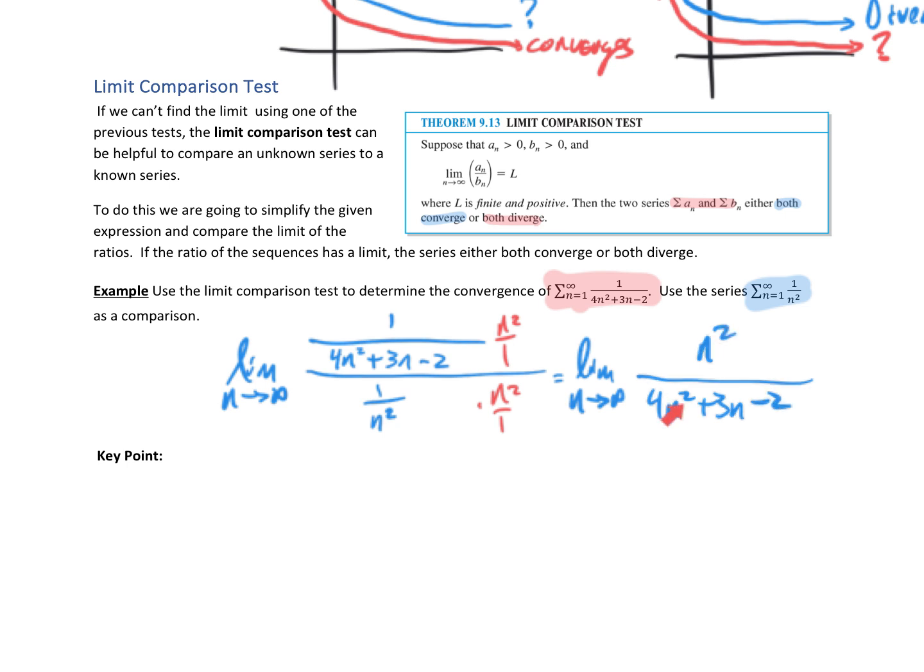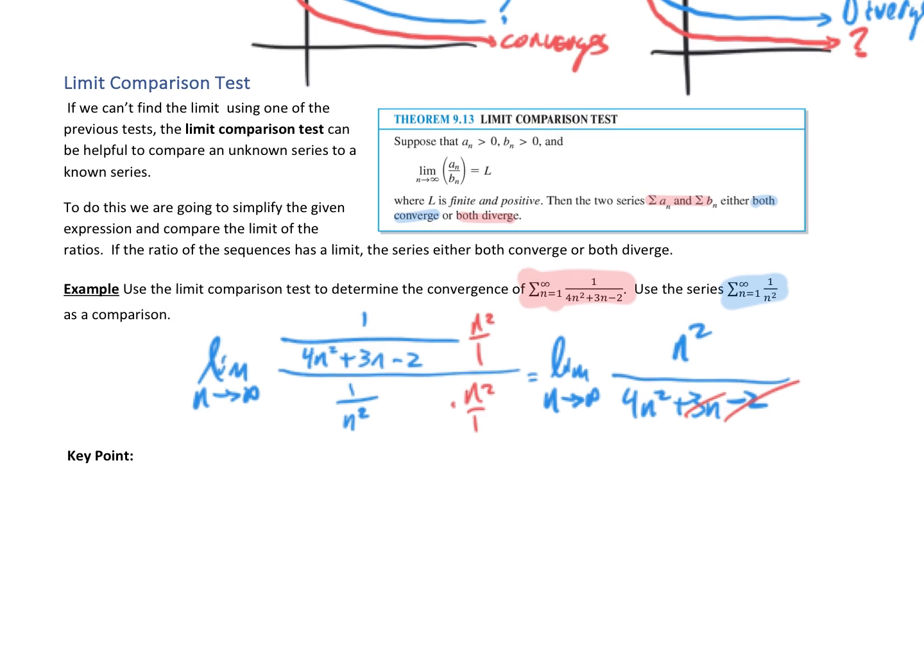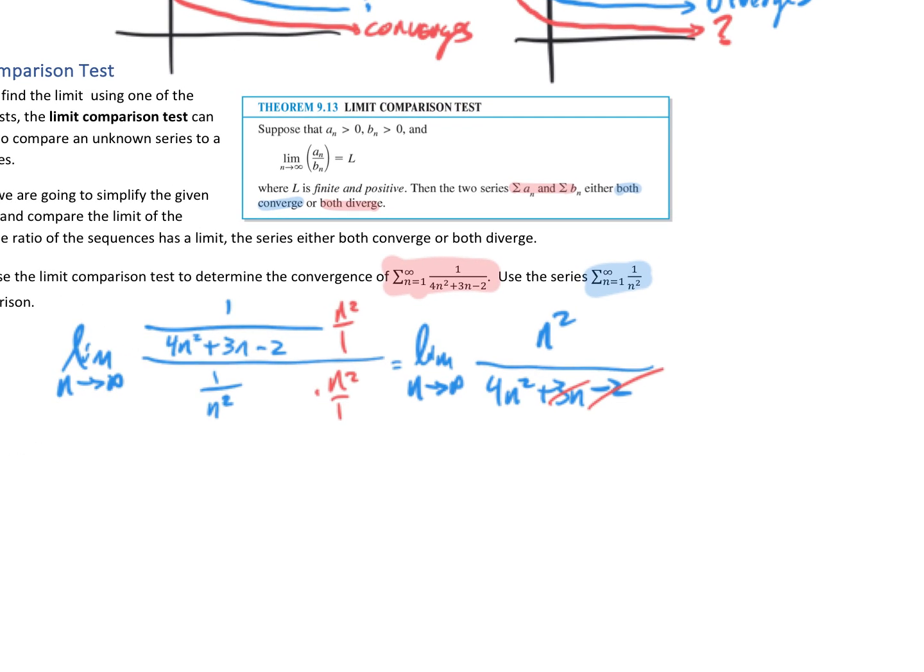Now, since these are both the same degree here, and we're finding an infinite limit, those smaller degree terms don't matter. So the limit here is going to be 1 over 4, the ratio of the leading coefficients. So we get what we were looking for, a finite positive limit here. So since it's finite and positive, they either both converge or they both diverge.